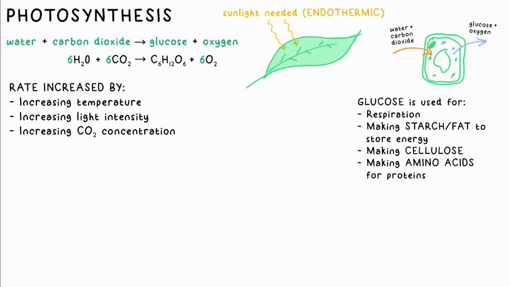The rate of photosynthesis is increased with higher temperature, unless it's so high that enzyme denaturing occurs, increasing light intensity, or increasing CO2 concentration. Any one of these can be a limiting factor, by the way. For example, even if there's lots of CO2 and it's warm, if there's not enough light, the rate will be limited by this. In other words, it doesn't matter how much you increase the other two, it won't get any faster. A graph might look like this.